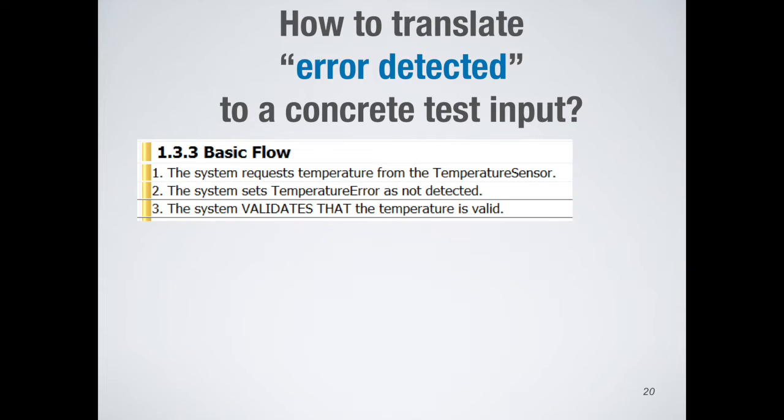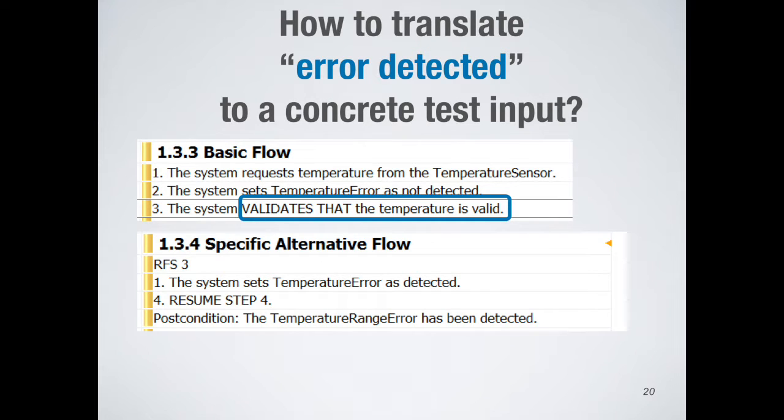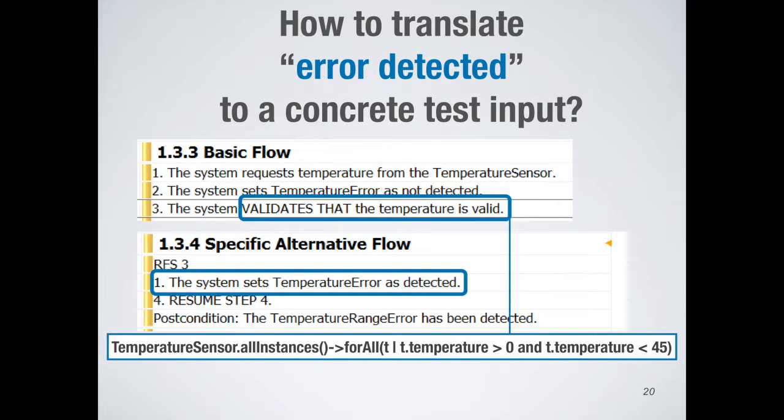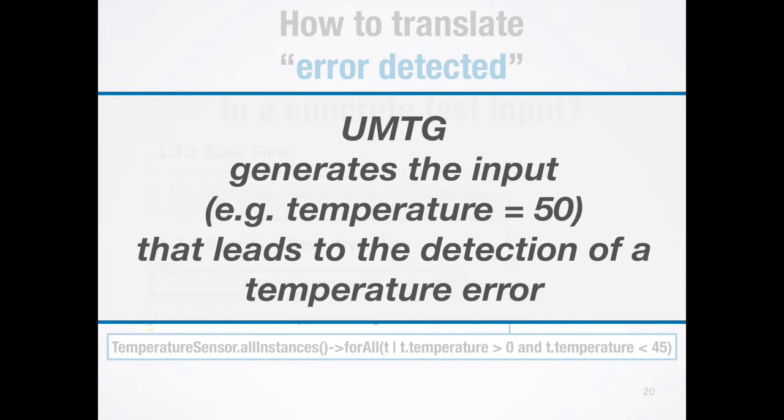For example, from the use case specification, we can find there is a conditional step where the system validates if the temperature is valid. If the condition does not hold, the alternative flow will be taken. We can see that in the alternative flow, the error is set as detected. From the OCL constraint attached to the validation step, we can see that a valid temperature should be between 0 and 55 degrees. So from our previous work, UMTG will generate the test input, for example, temperature equal to 50 degrees.